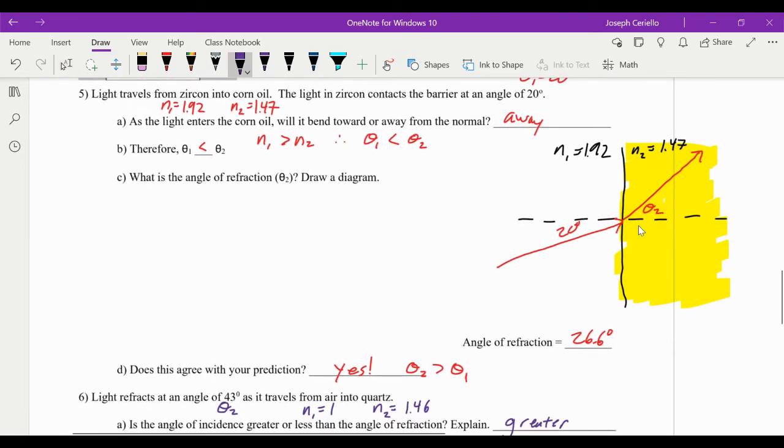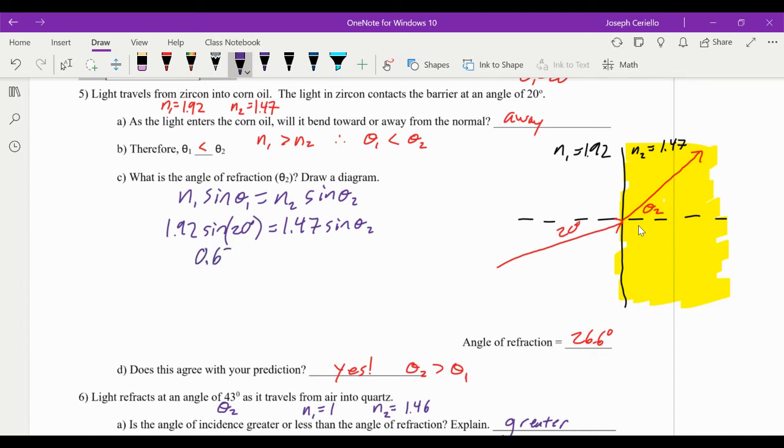All right, so let's do Snell's law and figure out what this angle is. So we have n1 sine theta 1 equals n2 sine theta 2. n1 is 1.92, sine of theta 1 is going to be 20 degrees. n2 is going to be 1.47 sine theta 2. 1.92 sine of 20, we have 0.657 equals 1.47 sine of theta 2.